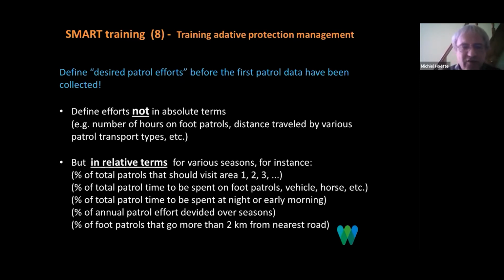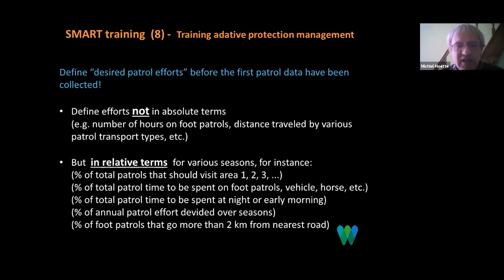Which percentage of patrols should be during the night or in the early morning? And how should the annual patrol effort be divided over the seasons? Is there a season when patrolling is more important, or a season when patrolling is very difficult, so that it reduces the patrol volume? You should agree on all those kinds of factors. For instance, how deep should patrols penetrate into the protected area? How far should they go from roads? Those kinds of things. Anything you might think is relevant, it's good to define that in advance.